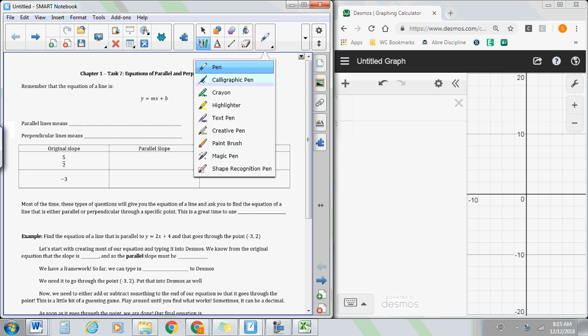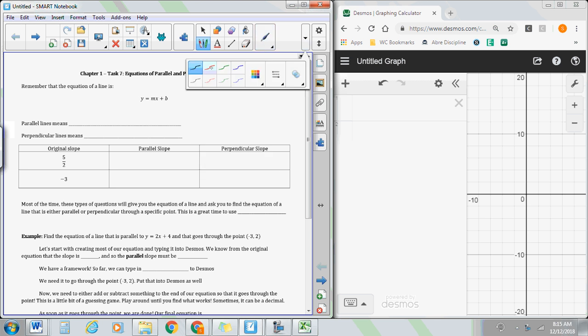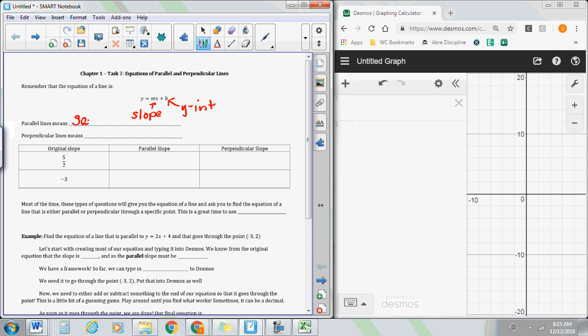And m, if you'll remember, m is the slope and b is the y-intercept. So every equation that we write is going to look like this: y equals a number x plus a number. So parallel lines means same slope. We did that in task 2 when we found slopes between points.